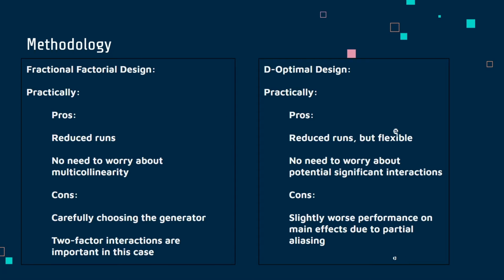Let's take a look at these two designs in their practical use. For the fractional factorial design, we have to carefully choose the generator so that the potentially significant effects are not aliased. Therefore, I would recommend the optimal design for this experiment.